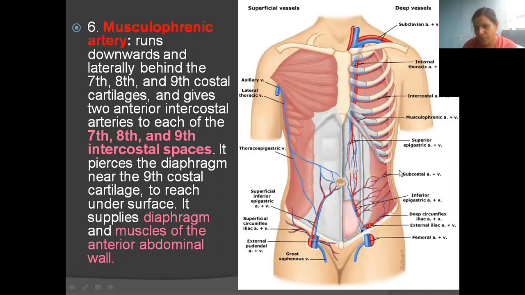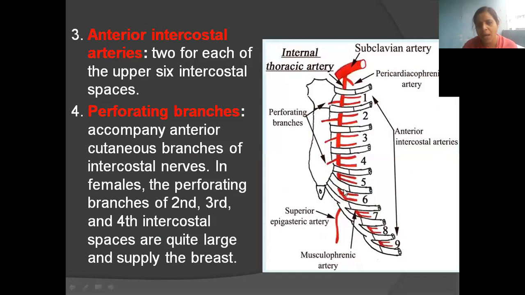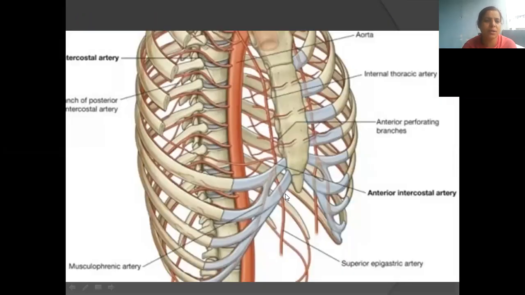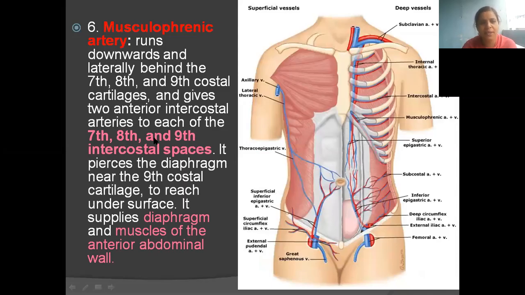So this is superior epigastric artery entering into the rectus sheath, anastomosing with inferior epigastric artery. Musculophrenic is this one, which runs laterally from the seventh costal cartilage. Actually, the better picture for musculophrenic is this. At the sixth costal cartilage, you can see the final bifurcation of internal thoracic into superior epigastric and musculophrenic. Musculophrenic artery gives two anterior intercostal arteries in each space: seventh, eighth, and ninth. The seventh, eighth, and ninth intercostal spaces receive anterior intercostal arteries not from the internal thoracic artery but from the musculophrenic artery, which is the terminal branch of internal thoracic artery.